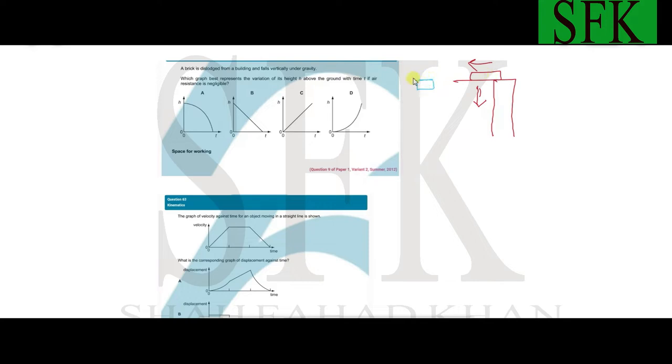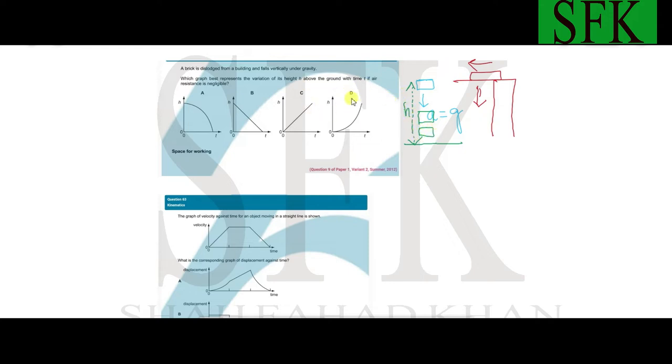This brick, when moved forward over here and left to fall freely, will fall under gravity. So the acceleration of this brick will be equal to g, the acceleration of free fall. Initially, its height above the ground was h. As time passes, this height will start decreasing because the brick keeps moving downwards. So the value of h must decrease.